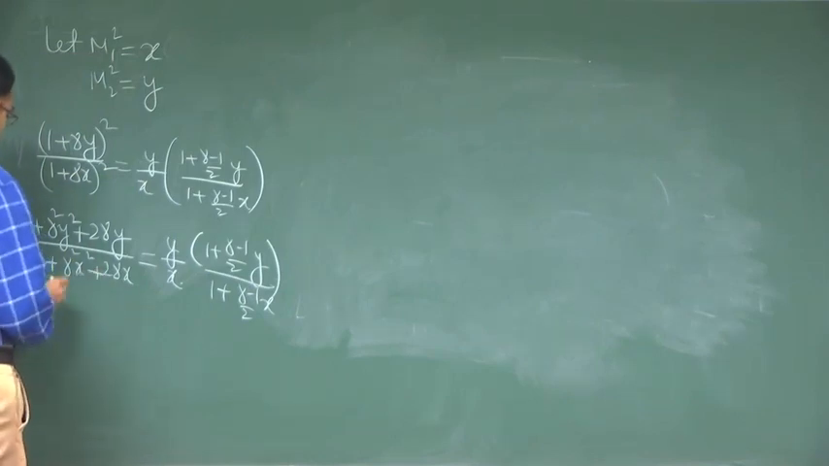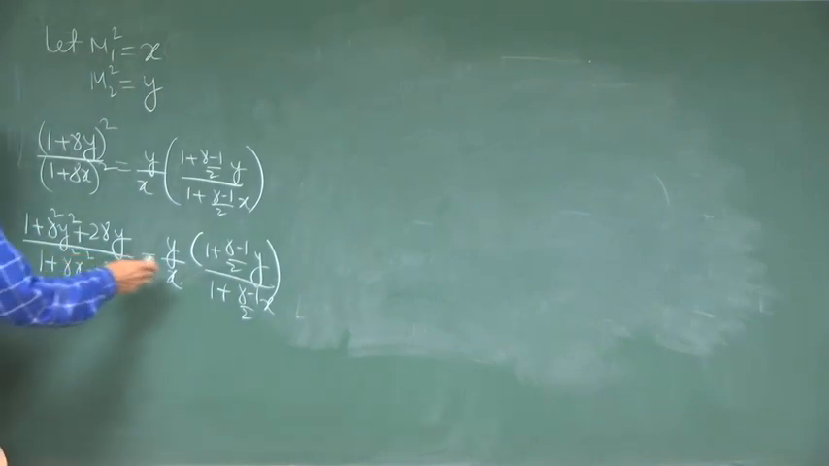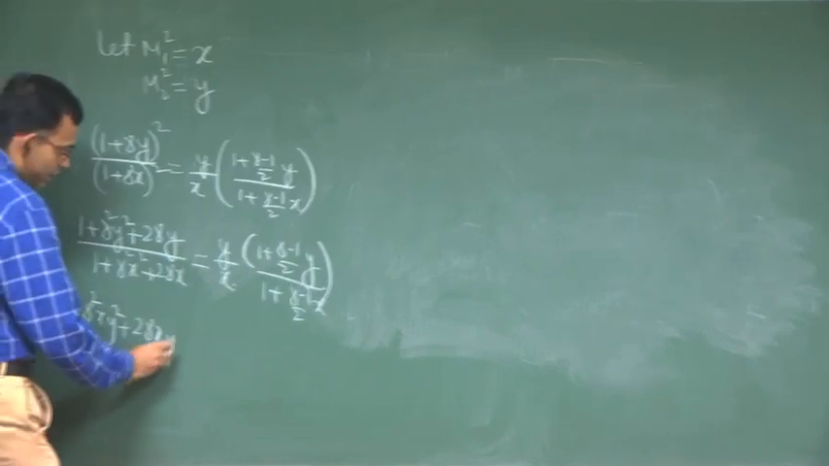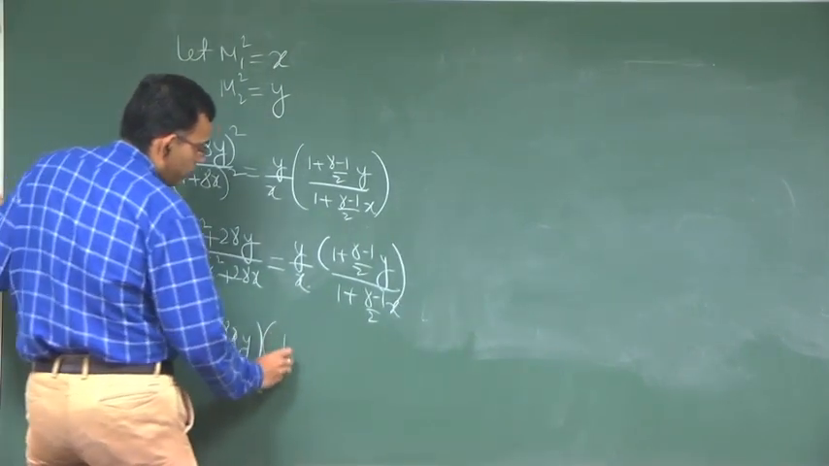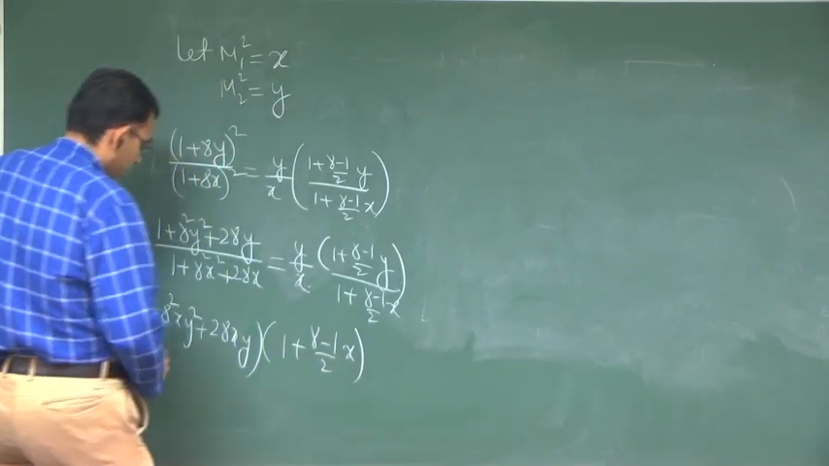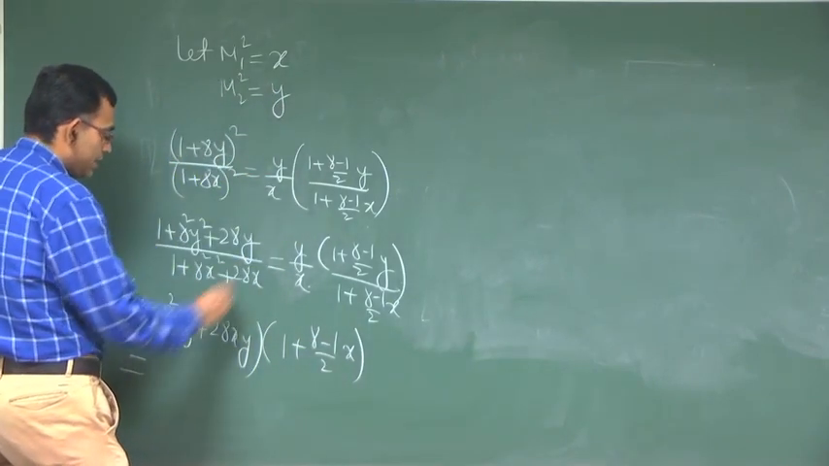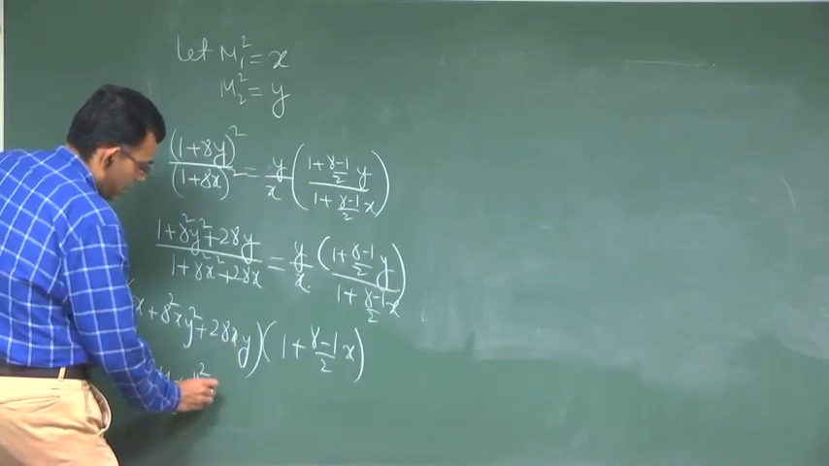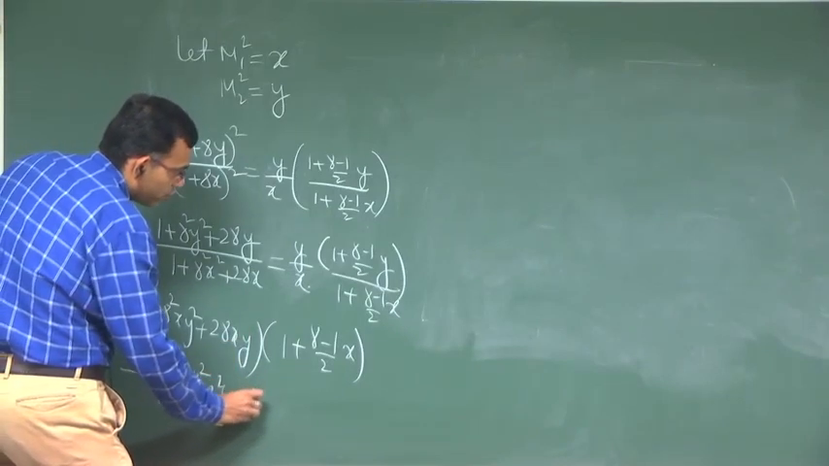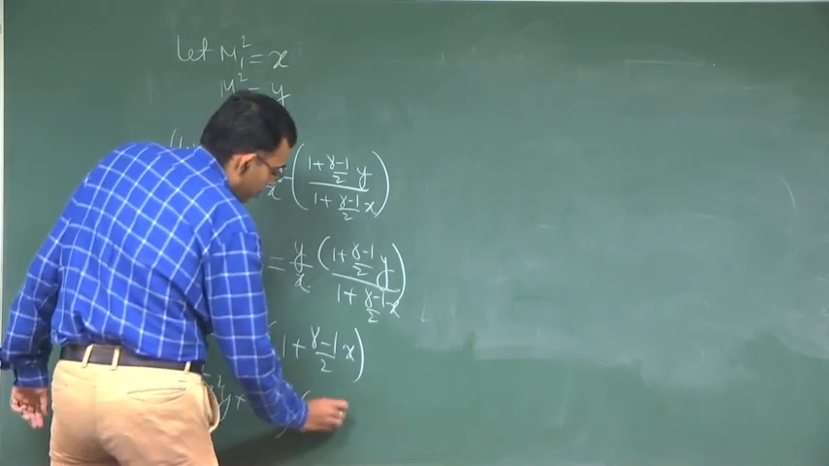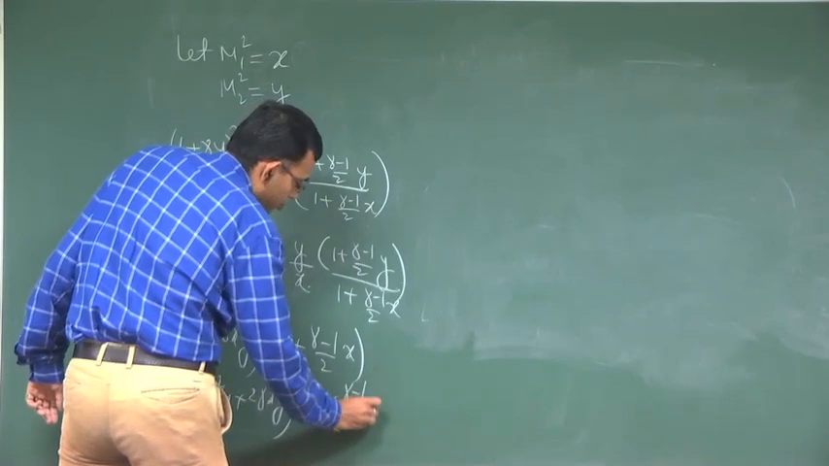So, if we multiply this, now this will be x plus gamma square x y square plus 2 gamma x y, into 1 plus (gamma minus 1) by 2 x, is equal to, now we multiply this, y plus gamma square x square y plus 2 gamma x y, into 1 plus (gamma minus 1) by 2 into y.